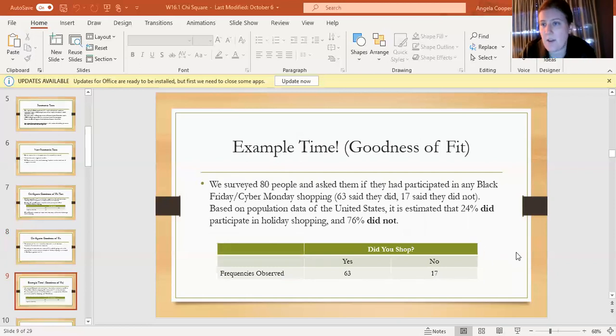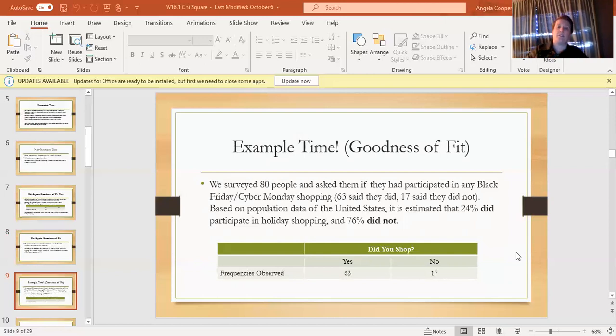So here we go, we surveyed 80 people, we already knew that. We asked them if they participated in any Cyber Monday or Black Friday shopping, we knew that. 63 said they did, 17 said they didn't. That was from 2 slides ago, so that's all the same. However, now we have more information so we can actually calculate a chi-square goodness of fit test, and that is this next sentence here.